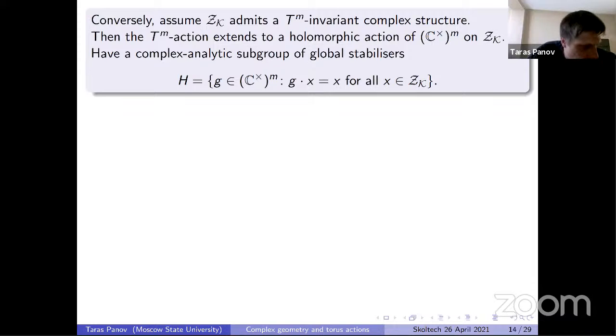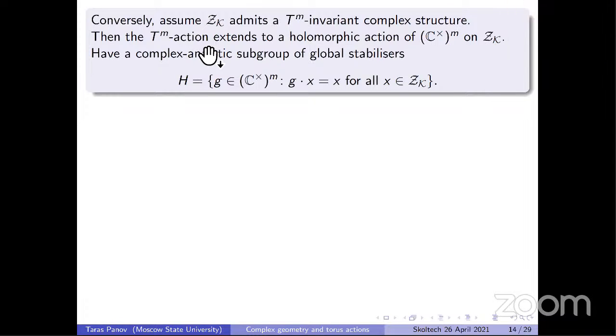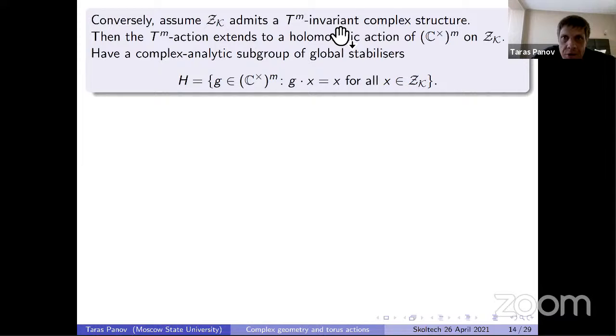I'm not sure I'll get to this because I have just slightly more than 10 minutes left, but I'll briefly try. So how to go the opposite way? Everything is compact here. You need to check that you can extend the torus action. If the compact torus acts by holomorphic transformations on a compact manifold, then you can extend it to a holomorphic action of the algebraic torus.